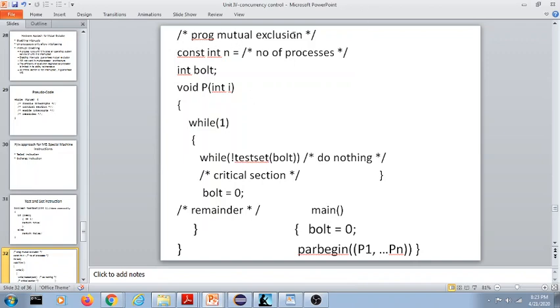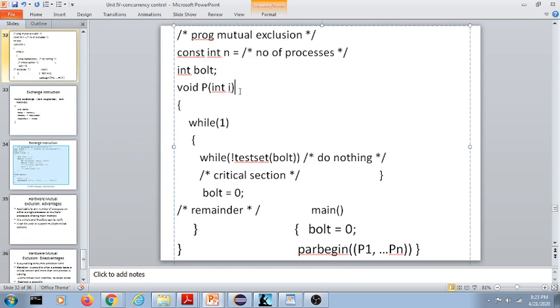So this is a program for mutual exclusion using the hardware approach. This particular approach is nothing but using special instructions, and the type of instruction in this case is the test and set instruction. So in this case, suppose that we are entering into the process.